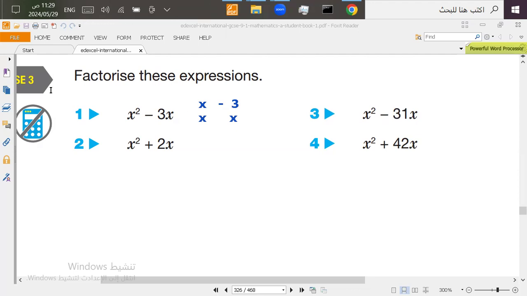Now the common ones will go outside the bracket, which are the x. So I'm going to make a bracket over here. So the answer will be like this. So x minus 3 and x outside the bracket like this. So the answer will be x times bracket x minus 3. And this is the factorizing part of this lesson.